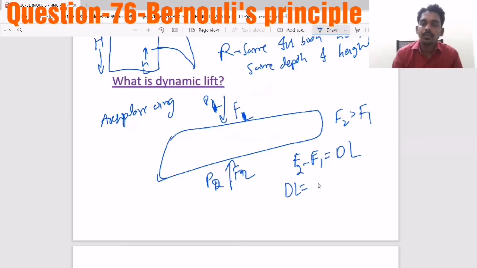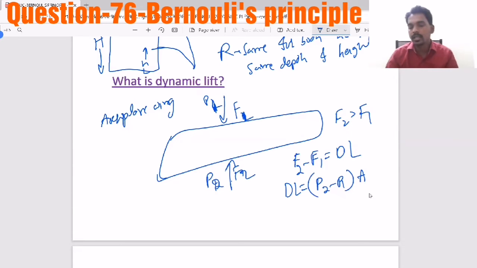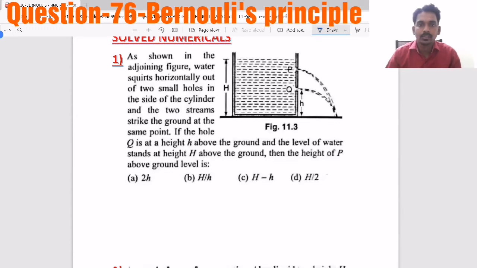Now, dynamic lift means force equal to pressure into area. So (P2 minus P1) into A. A is the area of the wing. That is what dynamic lift is. Dynamic lift means the net force acting on the wings of the aeroplane in the upward direction due to the pressure difference created below and above the wing. So that is what we call dynamic lift.